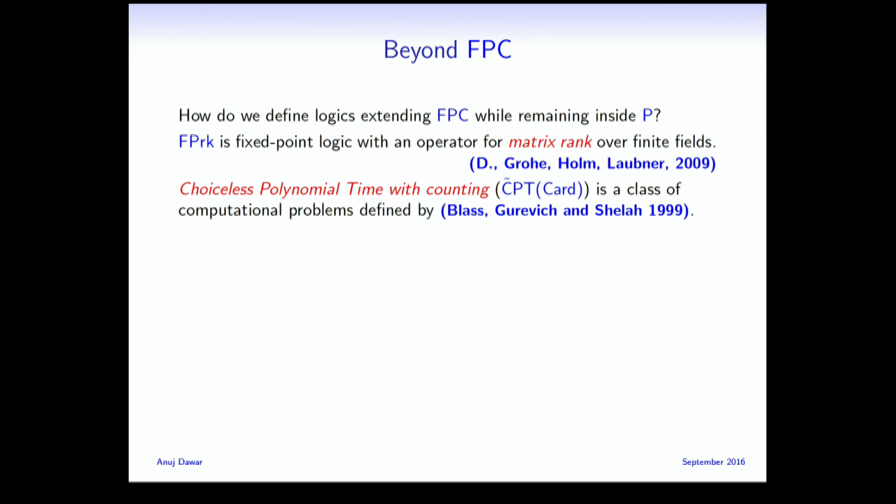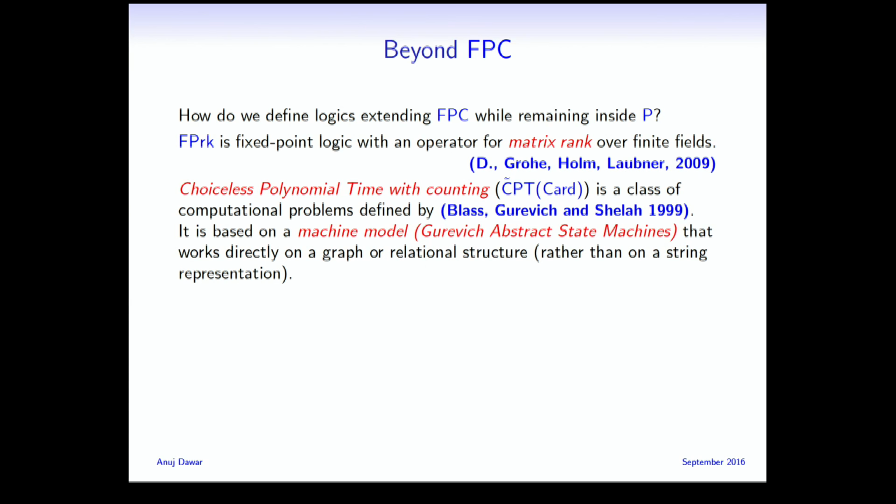But so what? Maybe a more interesting one is this choiceless polynomial time, defined by Andreas here, along with Yuri and Saharon and Shelah, which is based on a machine model rather than a logic, but it satisfies the Gurevich criterion for a logic. Okay? The idea is a machine model that works directly on a relational structure rather than on strings. And this class is then the polynomial time and space restriction of these machines.